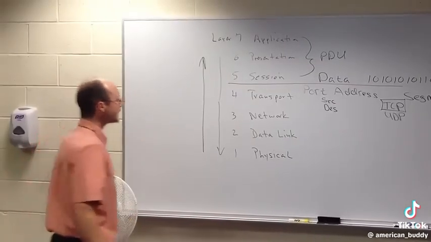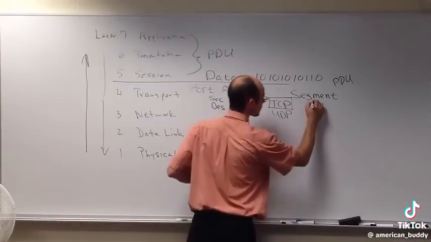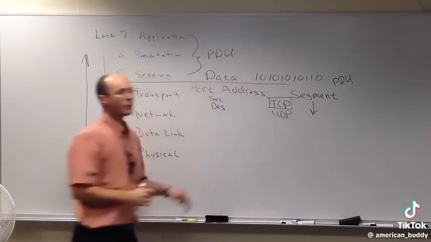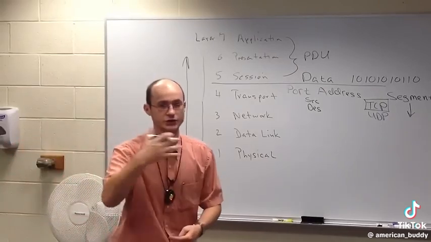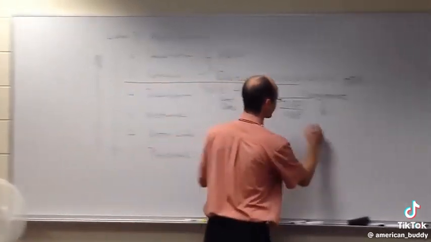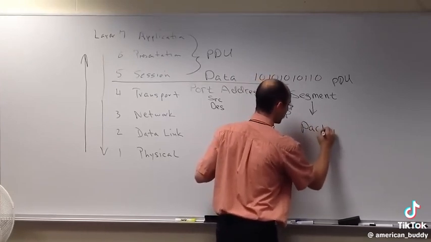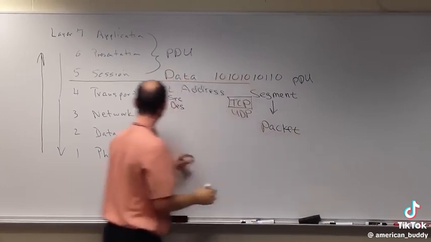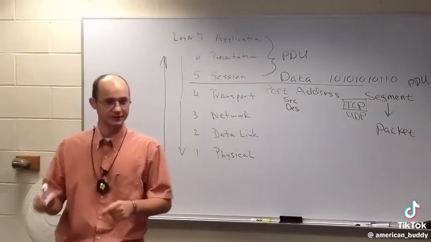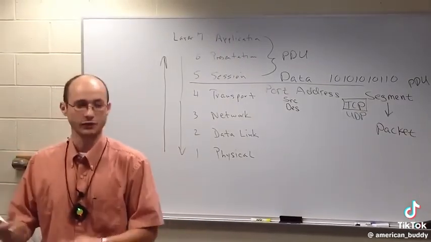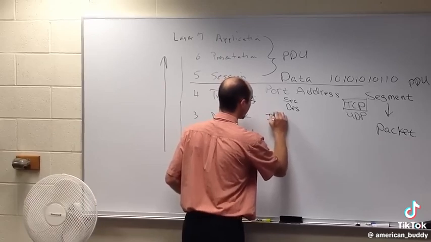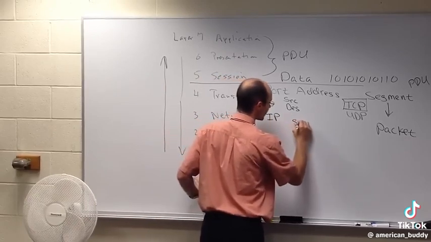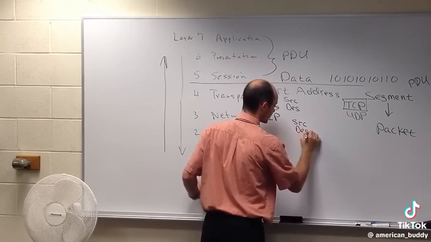All right, we passed that segment down to the network layer. And what is that network layer going to produce? What are we going to take that segment and make it into? A packet. And what is one of the most popular protocols on this layer that tells the operating system how to take a segment and make it into a packet? IP. And with IP, we have a source and a destination address.